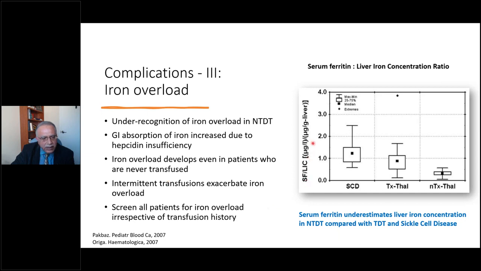The one thing that is characteristic of this group is that serum ferritin will underestimate the liver iron concentration. If you take the ratio of serum ferritin to liver iron concentration and compare that to sickle cell disease or transfusion-dependent thalassemia, patients with non-transfusion-dependent thalassemia have much lower ferritin levels for any given liver iron concentration.